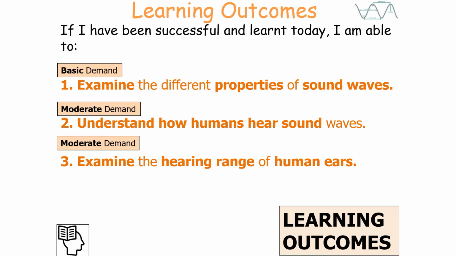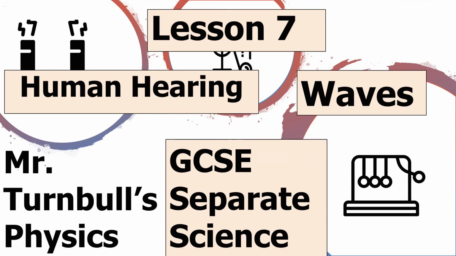So if we've been successful and we've learnt in today's lesson, we can examine the different properties of sound waves, understand how humans convert sound waves into vibrations that they detect, and finally we can examine the hearing range of human ears. I hope you've enjoyed today's lesson looking at the human hearing range, which is part of the GCSE separate science physics course and the waves topic.